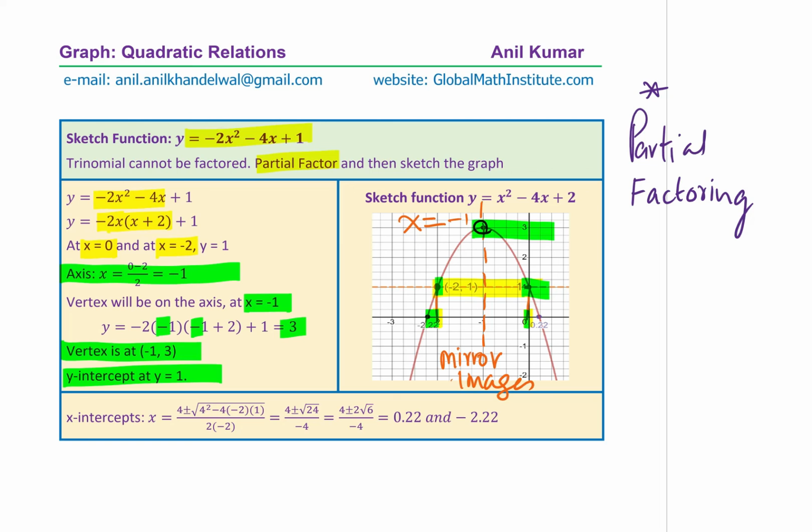From the equation, if you need to find the x-intercepts, what will you do? Use the quadratic formula for the x-intercepts. So here we have a quadratic formula.